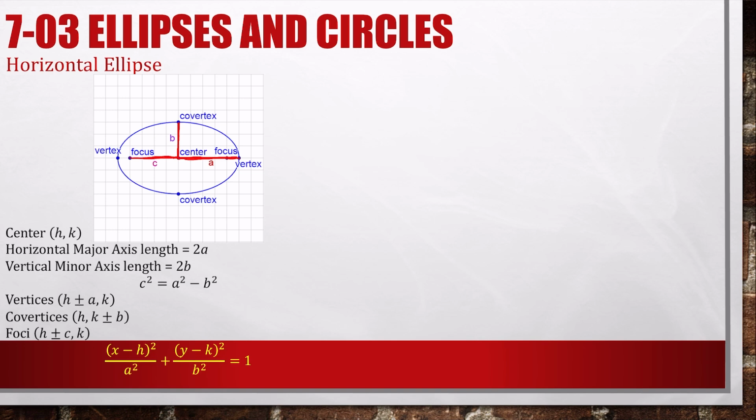And you see you have expressions for the vertices, which are taking your center and adding or subtracting the distance a from the x component. Covertices are taking the center and adding or subtracting the distance b from the y component. And the foci, taking the center and adding or subtracting the distance c from the x component. And you see in yellow the standard equation of a horizontal ellipse.